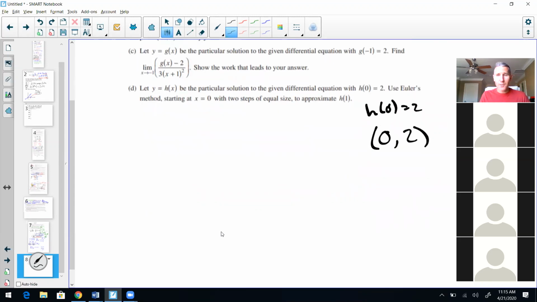How many of you guys remember, how many of you guys don't remember Euler's method? If you don't remember Euler's method, unmute and I want to hear you. I don't remember it, but not how to do it. Yeah, not particularly. Not really. I do not remember. Here's what we got going on, okay?